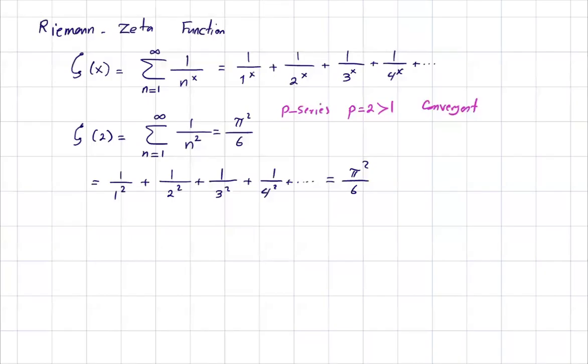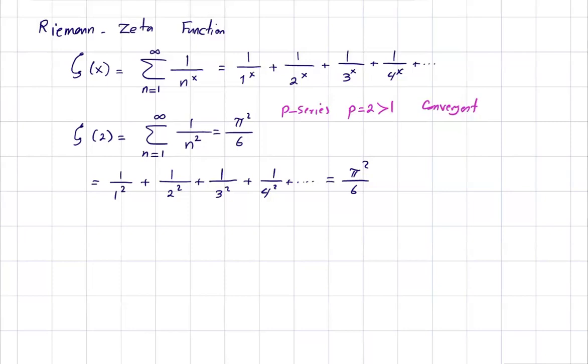So far, we learned the Riemann zeta function, and we introduced Riemann zeta as the summation of 1 divided by n to the x, where n starts from 1 and goes to infinity, which is the summation of 1 divided by 1 to the x, plus 1 over 2 to the x, plus 1 over 3 to the x, and so on. And it happens that zeta of 2, which is the summation of 1 divided by n squared, is nothing but pi squared divided by 6.